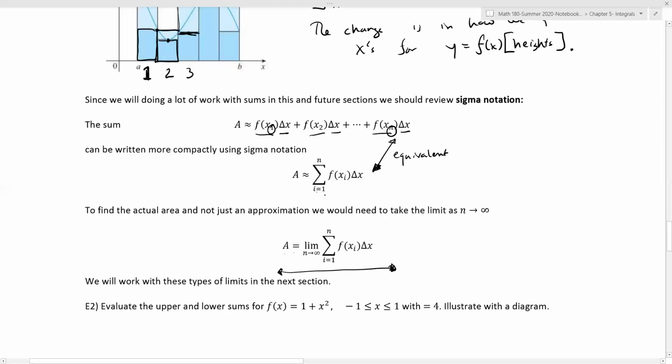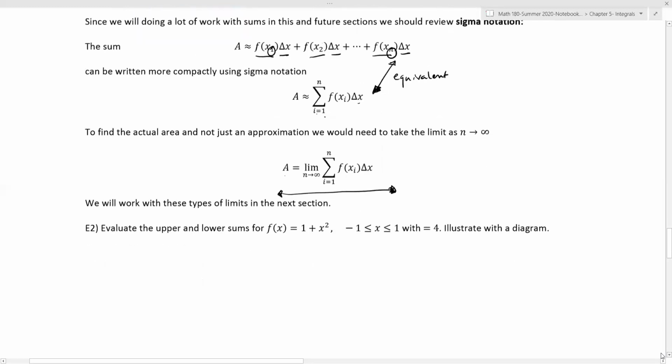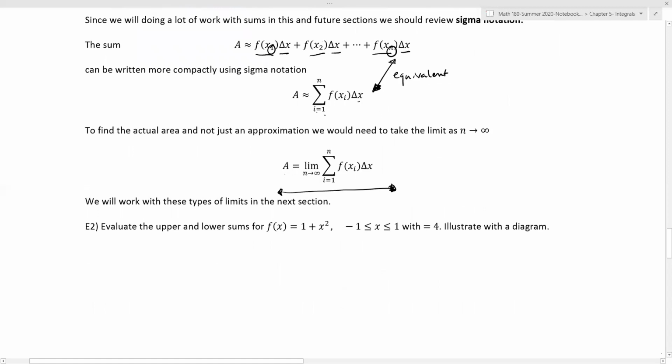So A here is going to equal the limit as n approaches infinity, okay? As we make the intervals very, very small, where n is the number of intervals, we're going to do the same thing. We'll take f of xi times delta x. We're going to do a lot more of this in 5.2, in our next section.